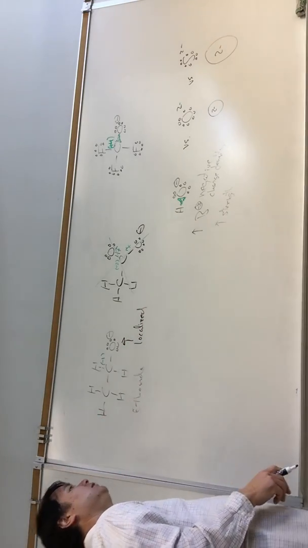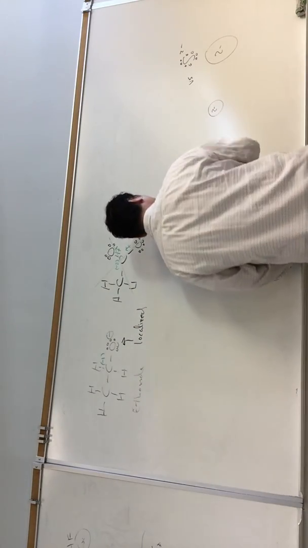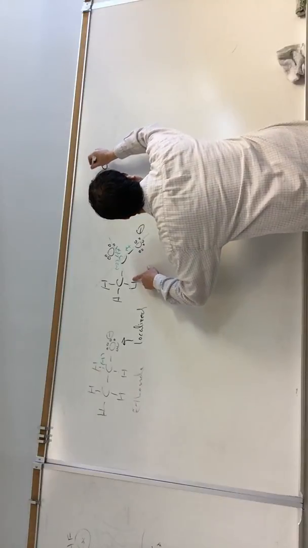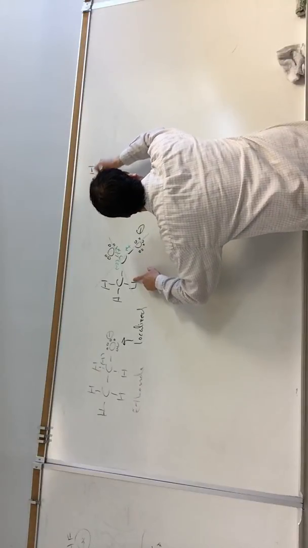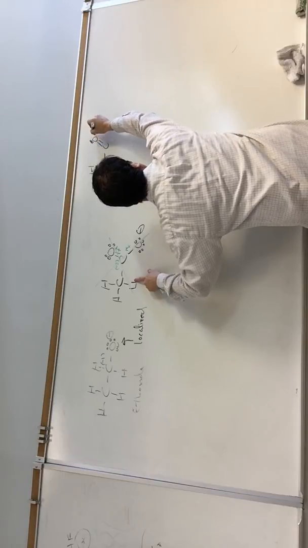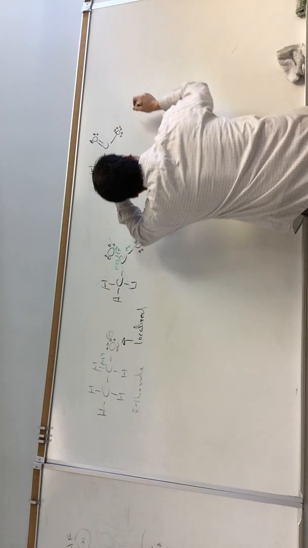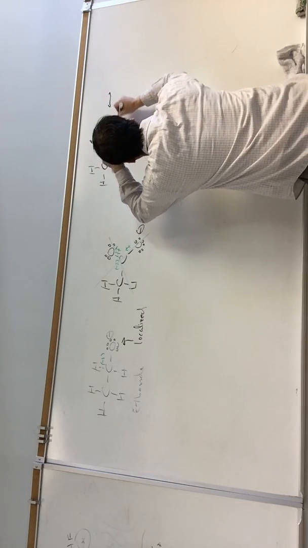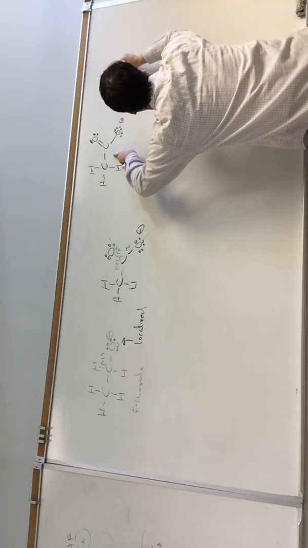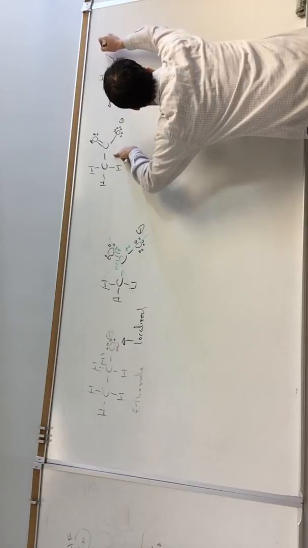But in acetate, we have resonance delocalization, and we can draw two resonance forms for this. One, and we have another resonance form.